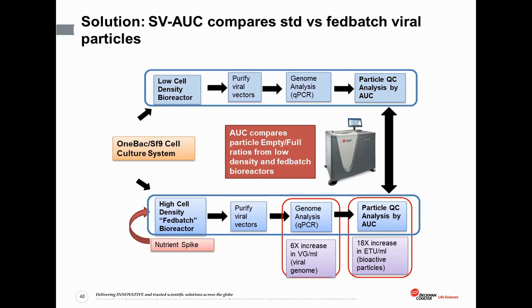And the fed-batch bioreactor, of course, is distinguished by the nutrient spikes which are added to increase the overall manufacturing cell density. Again, they purified the viral vectors. When they did the qPCR analysis, they found that there's a six-fold increase in viral genome concentration. And when they did the particle analysis by AUC, they found that the viral particles being produced have largely the same empty-full ratio as the normal or low-density bioreactor system.